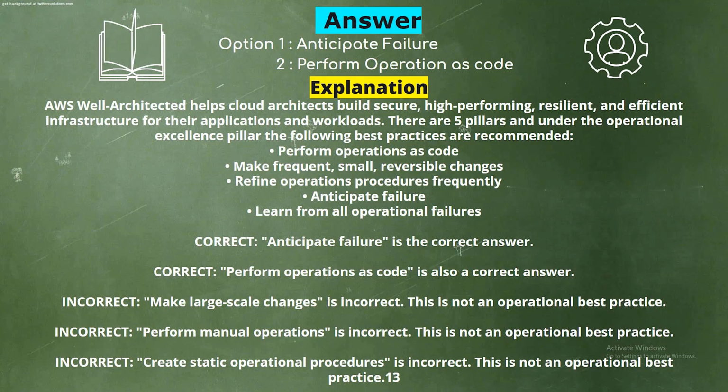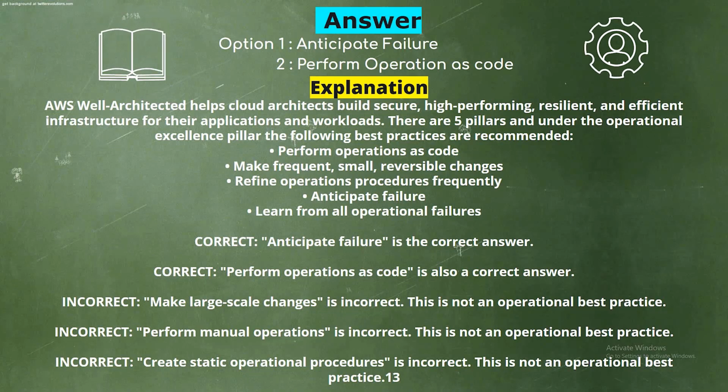Perform operations as code. Make frequent, small, reversible changes. Refine operations procedures frequently. Anticipate failure. Learn from all operational failures. Correct, anticipate failure is the correct answer. Correct, perform operations as code is also a correct answer. Incorrect, make large-scale changes is incorrect. This is not an operational best practice.